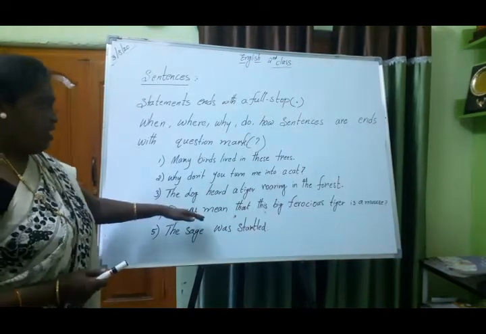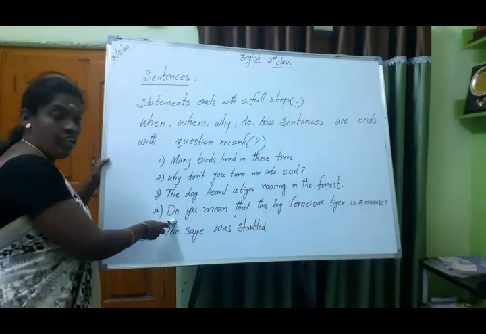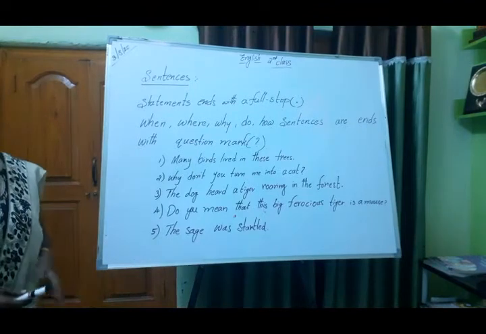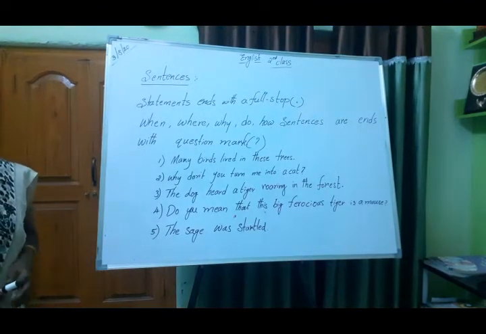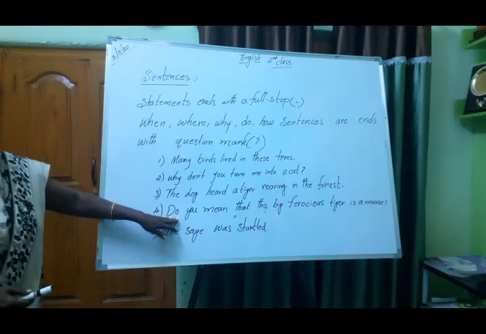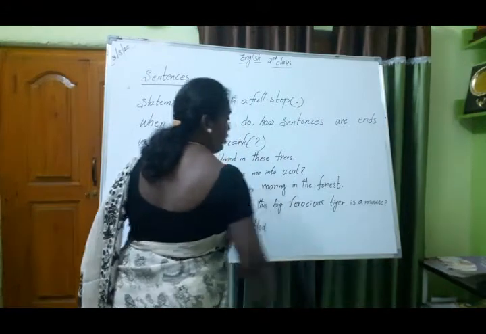Like that, the crow is telling the parrot no. So what is this one here? The starting word is what, children? Do. Do you mean that this big ferocious tiger is a mouse? So this Do is the question here. This sentence ends with the question mark. So here we are putting the question mark.